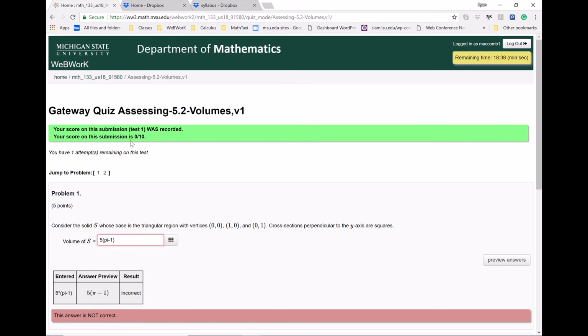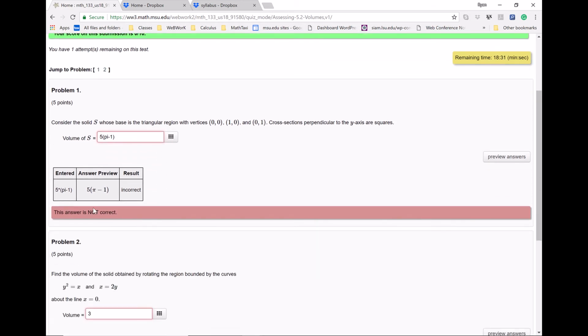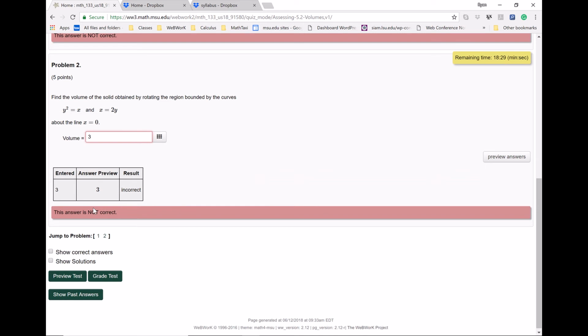All right, so this is saying that I got 0 out of 10, right? So that was my first submission here. So on problem 1, this was incorrect. And on problem 2, this was incorrect.